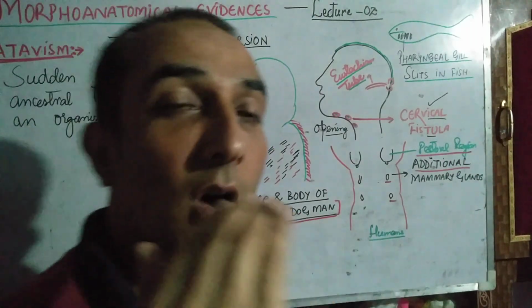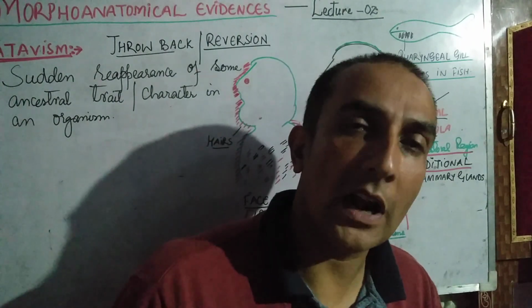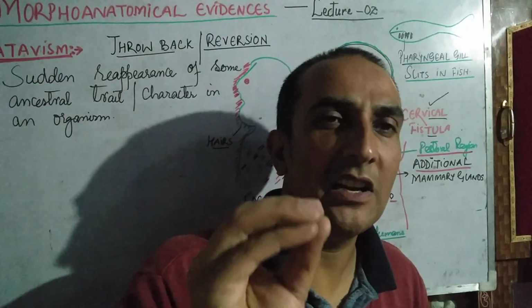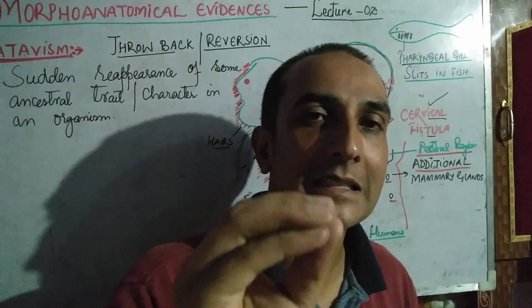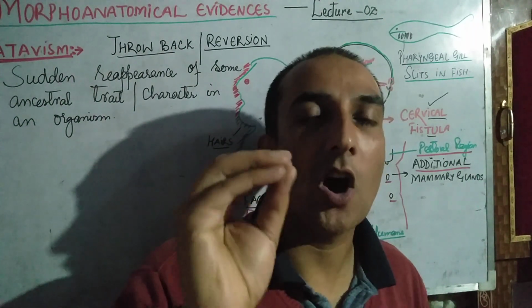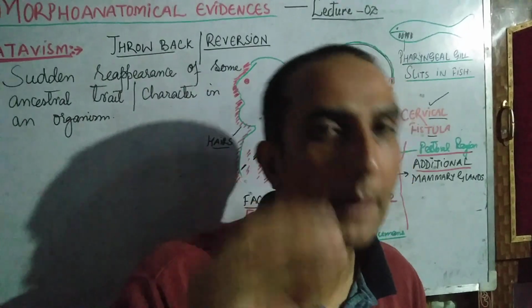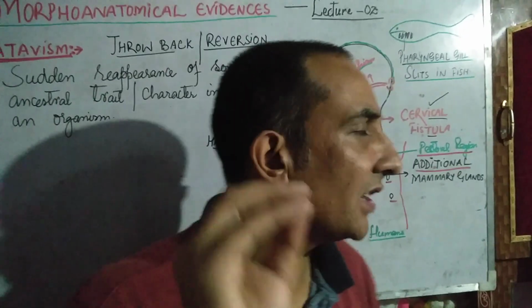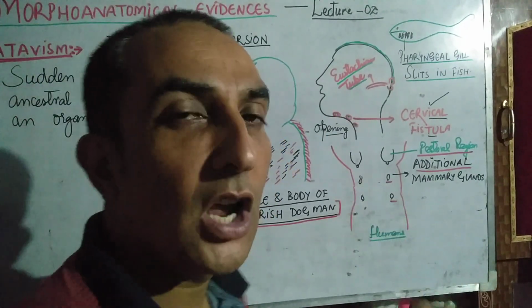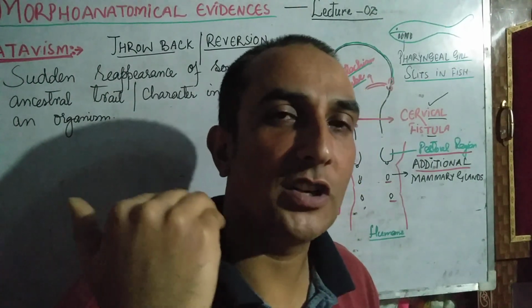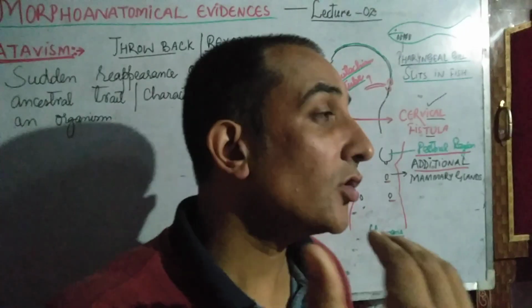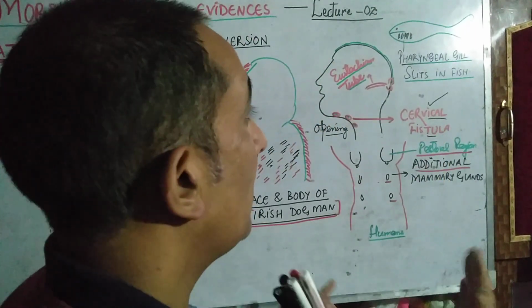Now, in all the three examples, we understood that all these cases are of reversion. It means somehow the ancestral character or the ancestral trait has reappeared in these cases, and this is what we call reversion, throwback, or simply atavism. So it's a morphoanatomical evidence. So with this we have completed atavism.